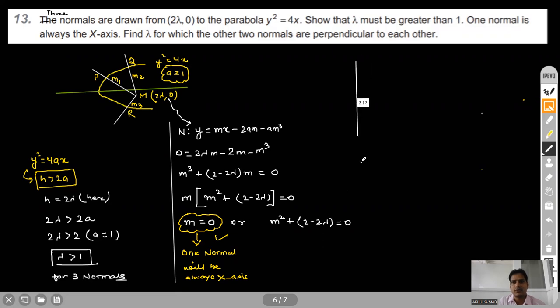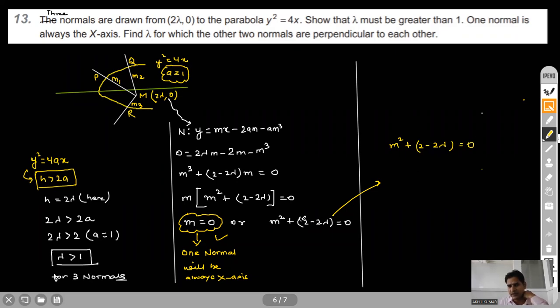Now what the question is asking in the third part: find lambda for which the other two normals are perpendicular to each other. So the other two normals have to be perpendicular to each other. From here, if you see, this is a quadratic: m square plus 2 minus 2 lambda is equal to 0. This is what we got here.